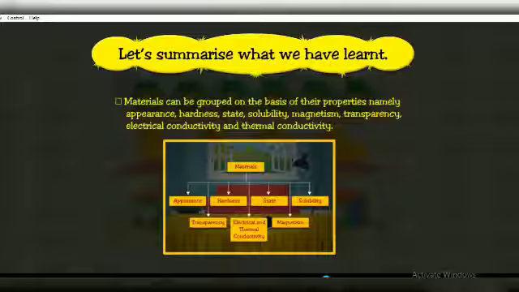Matter is made up of very small, invisible particles called atoms. Materials can be grouped on the basis of their properties, namely appearance, hardness, state, solubility, magnetism, transparency, electrical conductivity, and thermal conductivity.